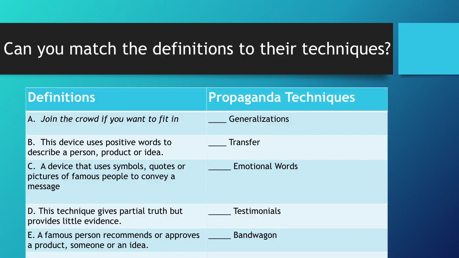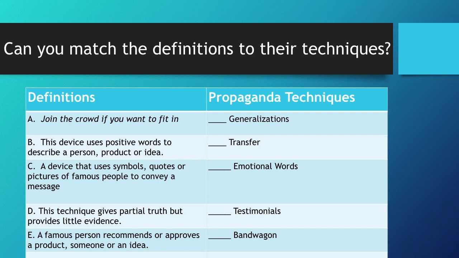Now, this is a little activity. Can you match the definitions to their techniques? In column A, we have the definitions, A, B, C, D, and E. And in column B, we have propaganda techniques. So, let's go through this together. Looking at A, join the crowd if you want to fit in. Which technique is this talking about? If you said bandwagon, you are absolutely correct.